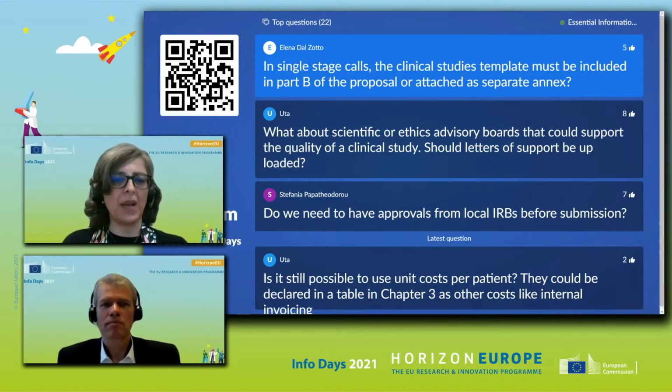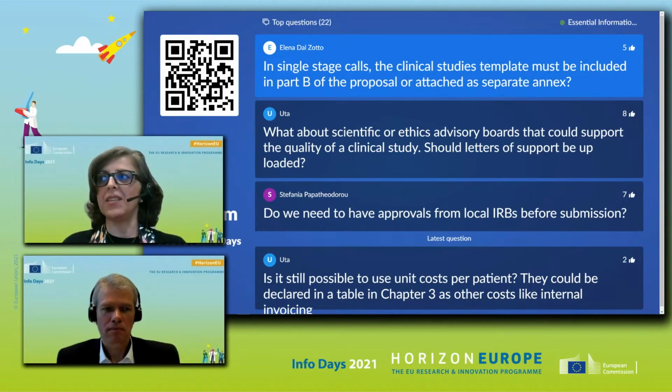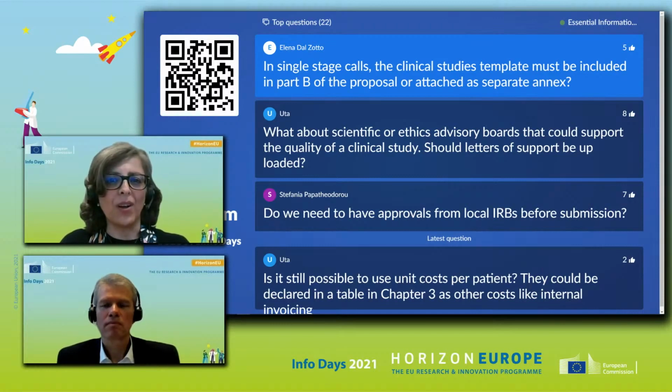So let's answer the first one that is on top now in this moment, and it's a very simple one that needs to be cleared out, and it's in a single stage call. The clinical studies template must be included in Part B of the proposal or attached as separate annex.